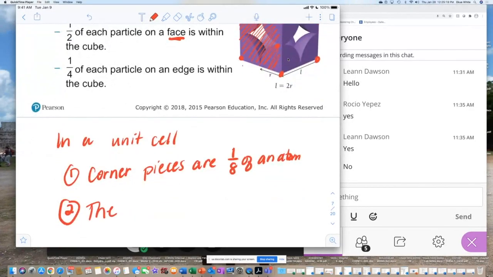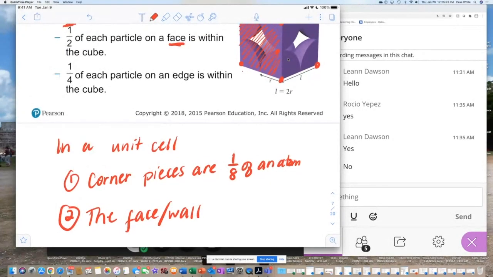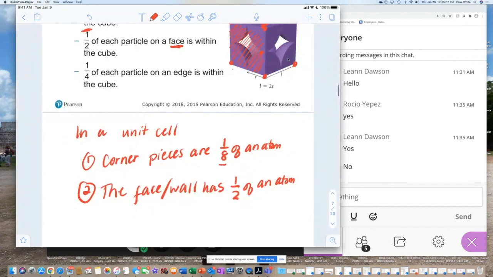So the face, aka the wall, of that unit cell usually has 1/2 of an atom. Now I'm saying atom, they're saying the word particle here because it could be an atom, it could be an ion. Okay. So we have 1/8 that goes with corner pieces. The face or the wall is 1/2 of the atom.